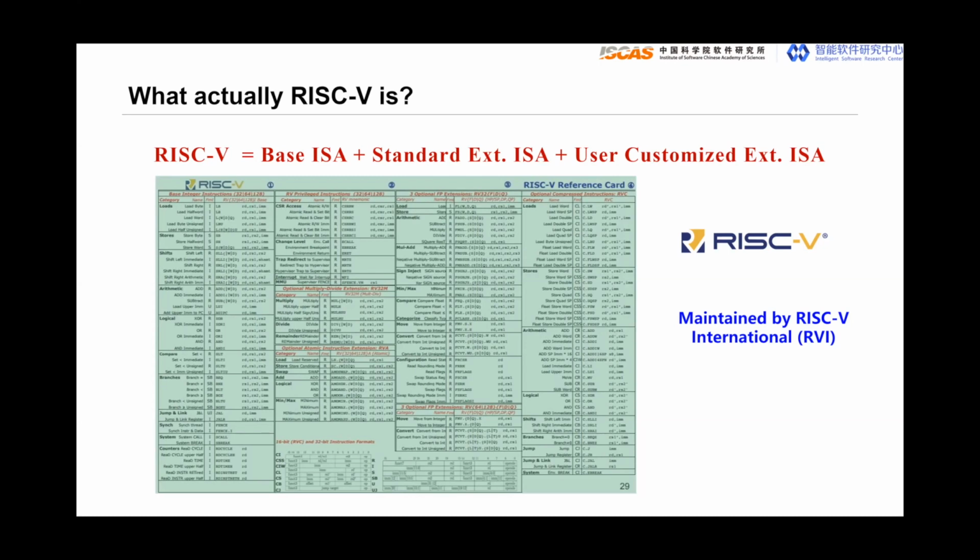So RISC-V is made of 3 parts: the base ISA, standard extension ISA, and the user customized ISA. It is maintained by RISC-V International. I will talk about later that we have translated the RISC-V manual into Chinese.